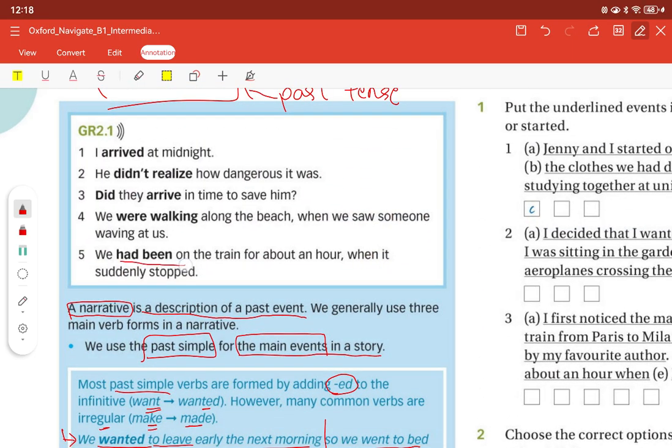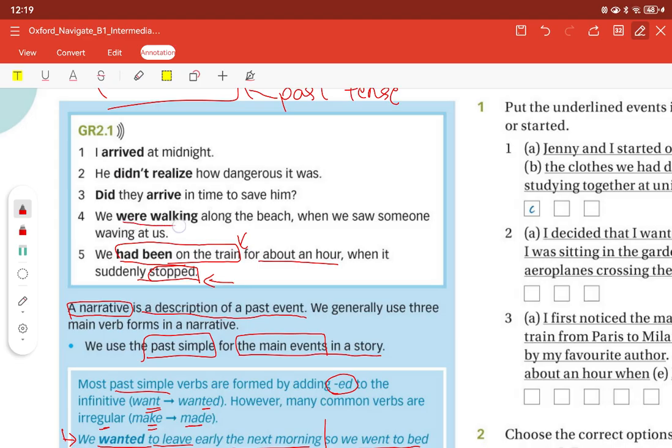We had been on the train for about an hour when it suddenly stopped. So the train stopped, and we had been on the train. Which event happened first? We had been on the train happened first, right? So they had been on the train for an hour, and suddenly the train stopped. When you want to focus on an activity that happened before some other action, use past perfect. But if you want to focus on an activity that is happening for a longer period of time, when a short event suddenly interrupts it, like that.